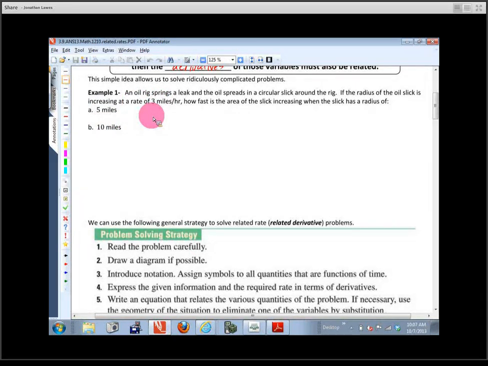Okay, so an oil rig springs a leak, and the oil spreads in a circular disc around the rig. So we'll consider that's kind of an idealized situation. Pretty calm water, but there's a wind going, in this case, all directions, so it pushes it out in a circle. Okay, so pretty ideal here. The radius of the oil slick is increasing at a rate of 3 miles per hour. So every hour, the radius of this oil slick gets 3 miles bigger. How fast is the area of the slick increasing when the slick has a radius of 5 miles and then 10 miles? So let's think about what's going on here, and let's consider the information that we've got.